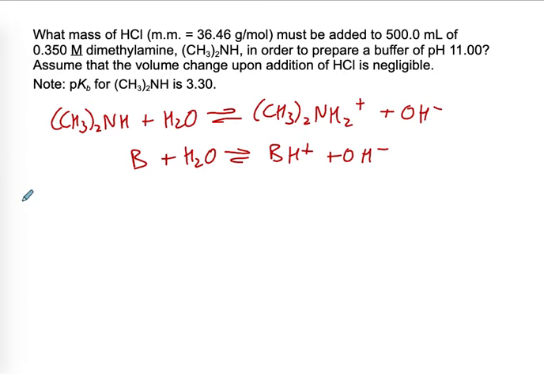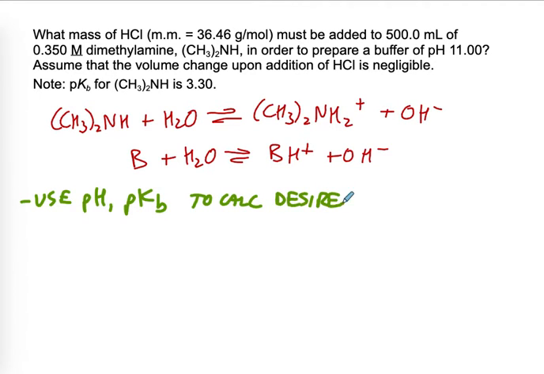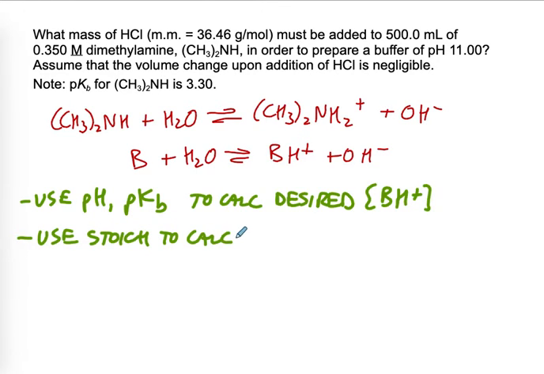We're going to use the pH and pKb, which is given, to calculate the desired concentration of the conjugate acid. That will give us the pH that we want. And then we're going to use stoichiometry to calculate the mass of hydrogen chloride needed to form that desired concentration of the conjugate acid. Okay, so let's begin.